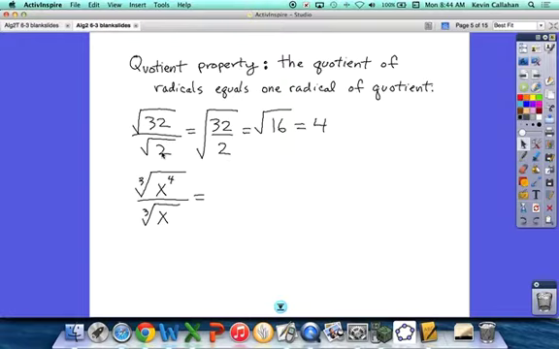Right, looking at the second one here, if I put that all into one radical, that's the third root of x to the fourth divided by x. Well, how does that simplify? X to the fourth over x, that's a property of exponents.